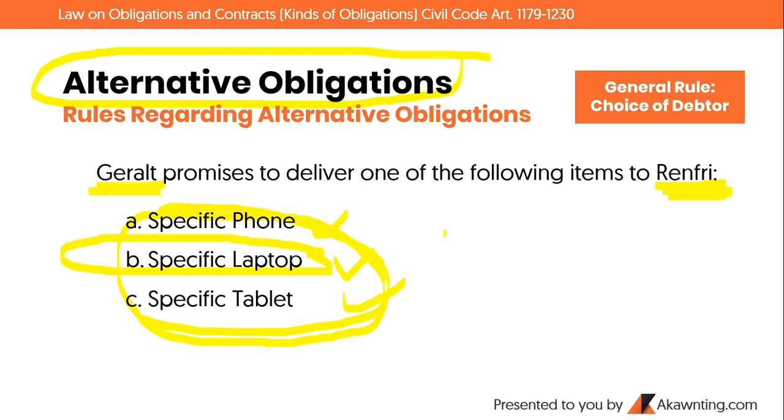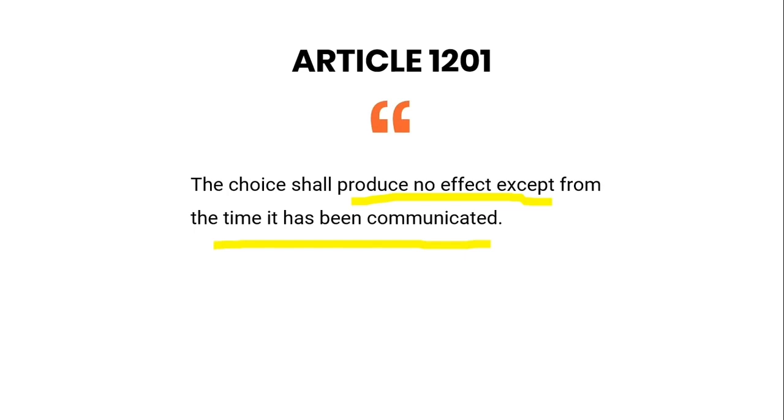Okay? Pero, once na na-communicate na ni Gerald kay rent-free yung kanyang choice, so for example, ang kanyang ibibigay na lang daw is yung specific laptop, from alternative obligation, yung obligation natin ay magiging isang simple obligation. Okay? So, tandaan, ano ulit ang simple obligation? Ang simple obligation ay meron lang isang prestation. So, tama, di ba? From alternative, meron tayong tatlo previously, pero nakapili na tayo. So, naging isa na lang. Yun na lang yung prestation natin, yung letter B na lang if ever ito yung napili. Okay? So, yun yung tatandaan nyo dito. Ito yung application ng Article 1201.